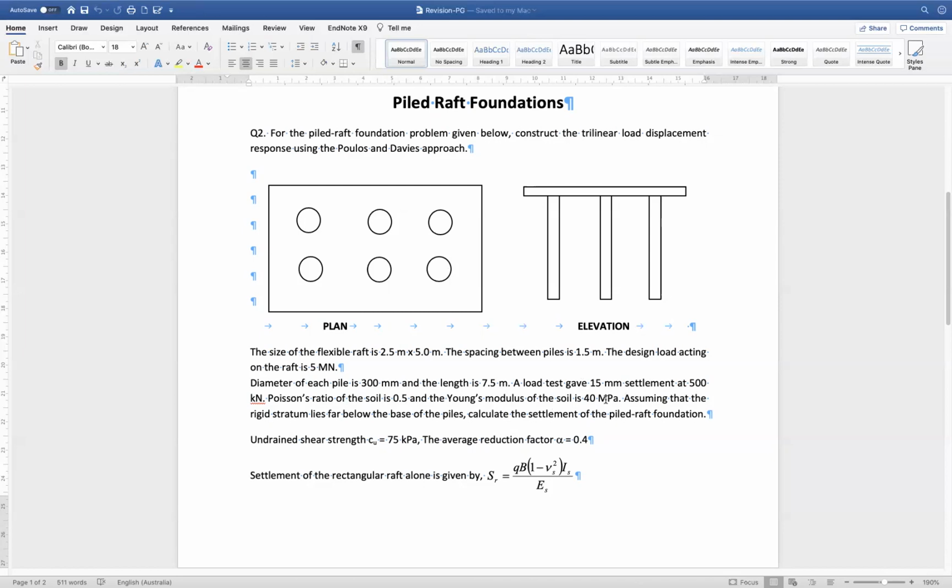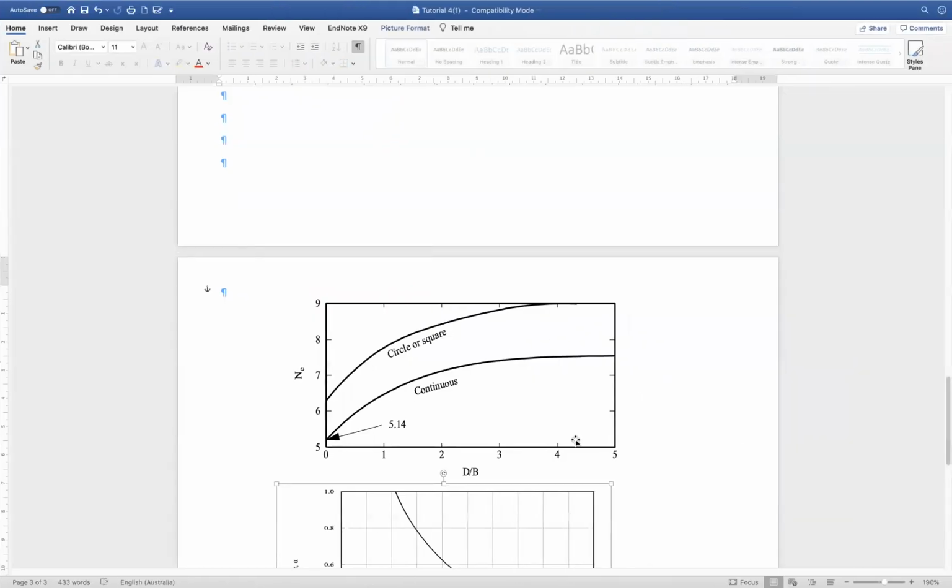We only have one soil here in the problem, and it's the same within the shaft and the end bearing area. Assuming that the rigid stratum lies far below the base of the piles, we need to calculate the settlement of the pile raft foundation. So this is a settlement calculation here. We have here the undrained shear strength of the soil, 75 kilopascal. The average reduction factor alpha is 0.4. We can find this value from this chart here.